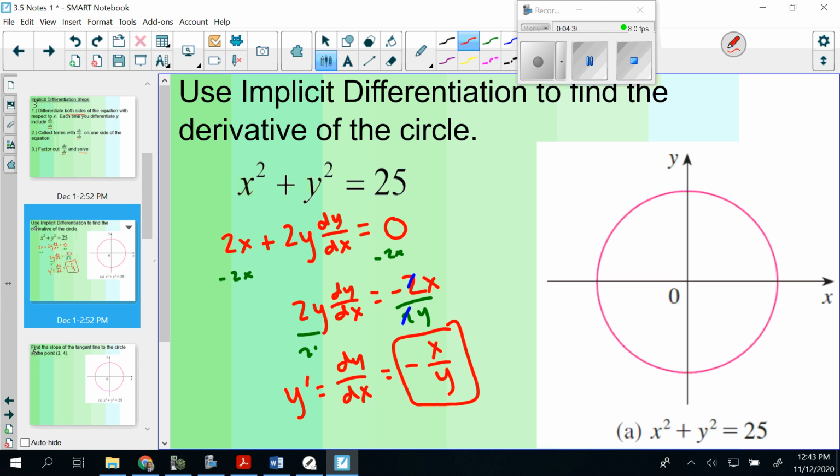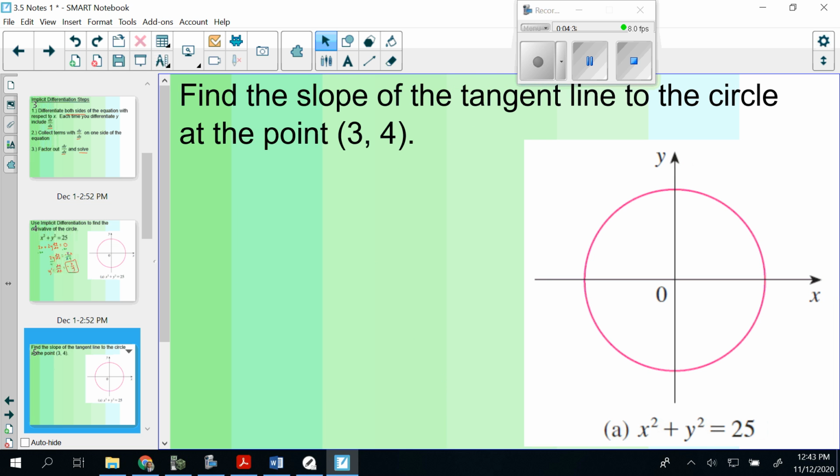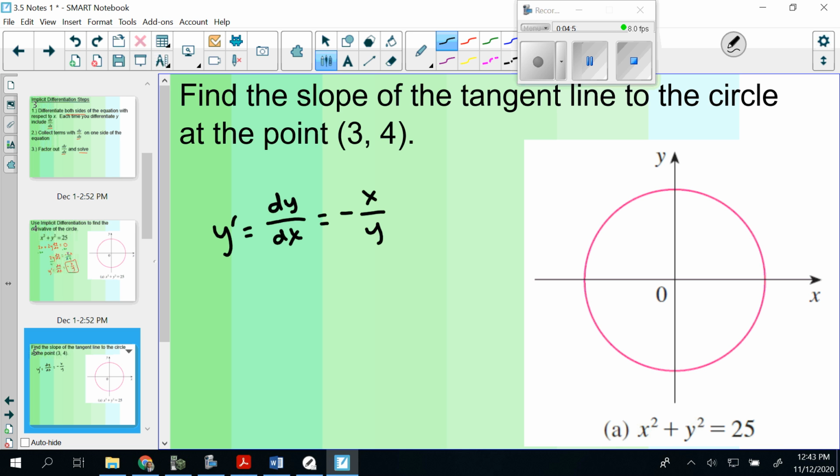So let's see if that works here for our problem. What we want to find is the slope of that tangent line at the point (3, 4). We just found that dy/dx, or if you want to call it y prime, is equal to negative x over y. So now if we want to evaluate this derivative at the point (3, 4), that's what this notation means, plug in 3 for x and 4 for y, and there is no simplifying. It would just be negative 3/4.